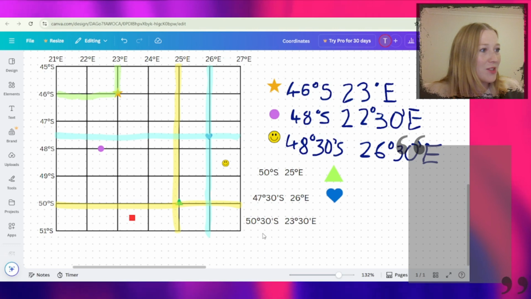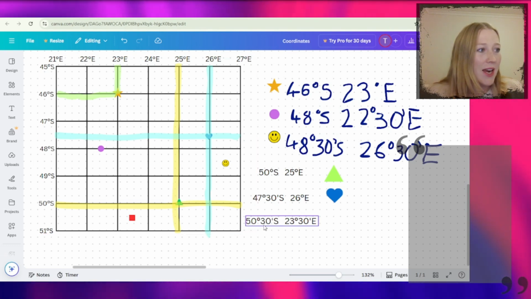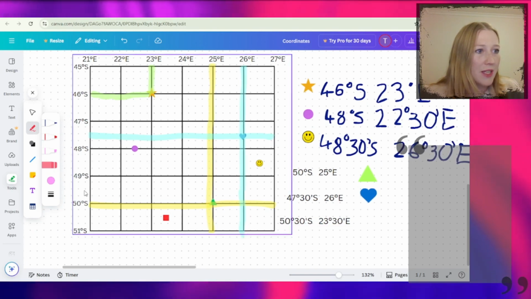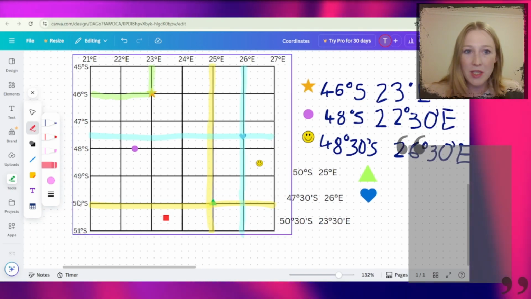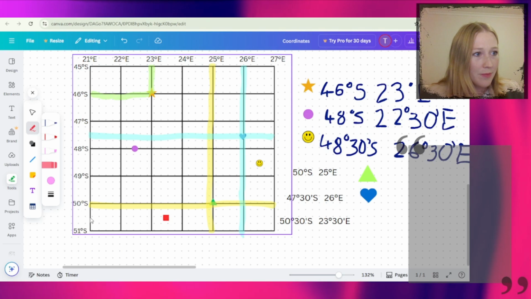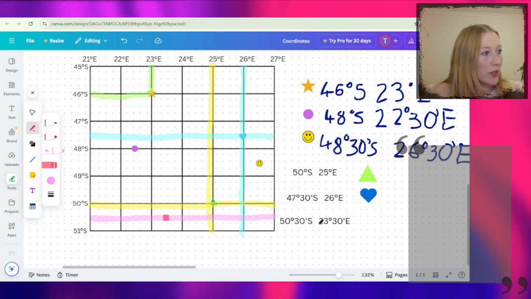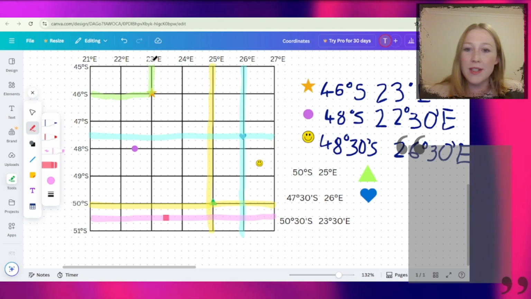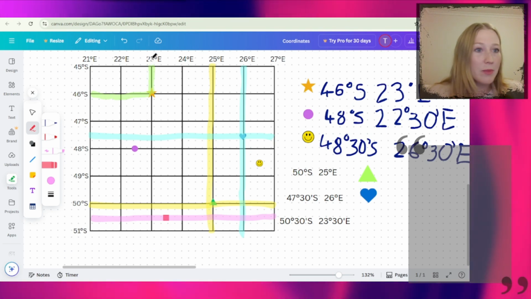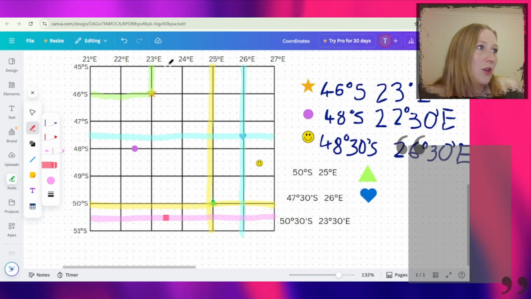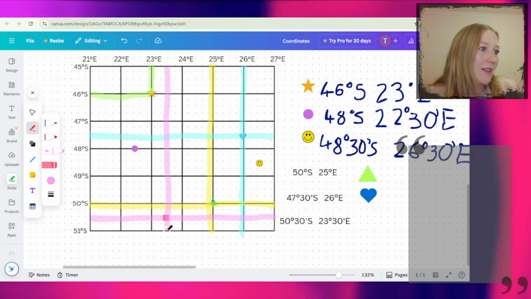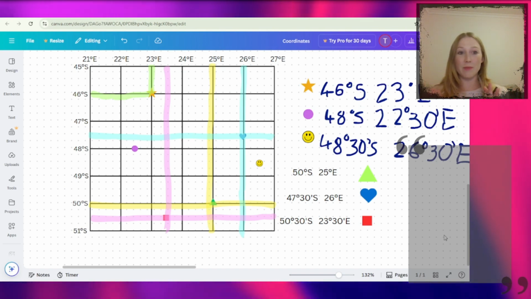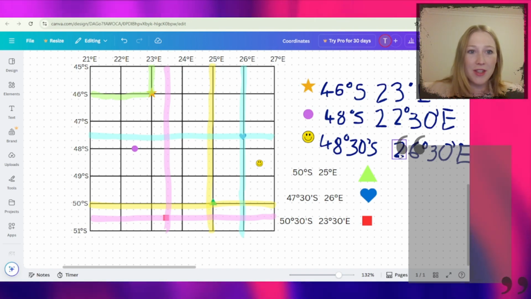Let's try and do the last one. 50 degrees and 30 minutes south. 50 degrees, there's 50 degrees, and 30 minutes, so that's halfway. And then it is 23 degrees and 30 minutes east. There's 23, and 30 minutes means half a degree, so halfway across, and there they cross by the little red square. Okay, is this making sense? Let's try the next one.